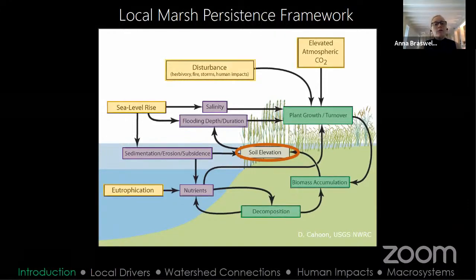And finally, historically, we've thought about these things and how they relate to things outside of the system. So the boundary conditions: what are the sea level rise conditions? What are the eutrophication conditions outside of these things that might impact the local level drivers of soil elevation?